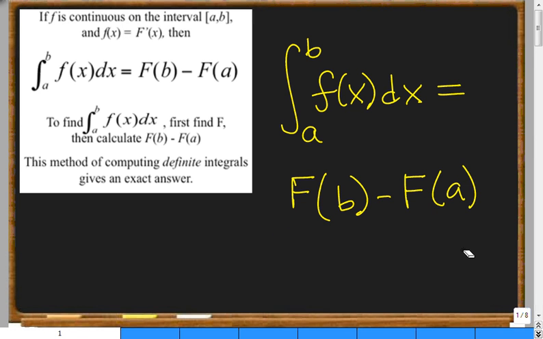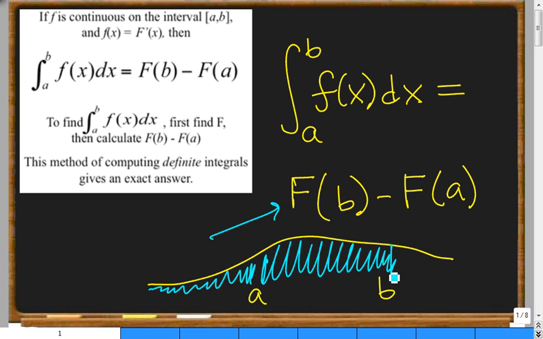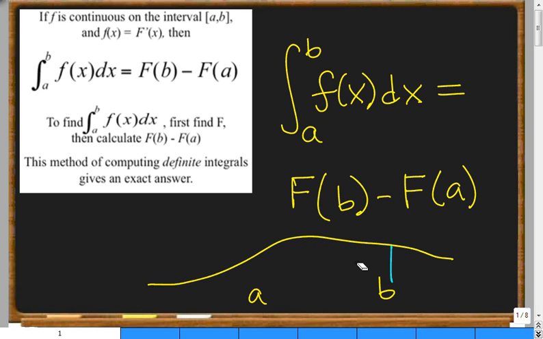So imagine we have a graph. This is b, and this is a. Right here, big F of b represents all the area, all the way up until b. And then if we cut away capital F of a, we're just left with the area between the two of them. So that's the way that this works.